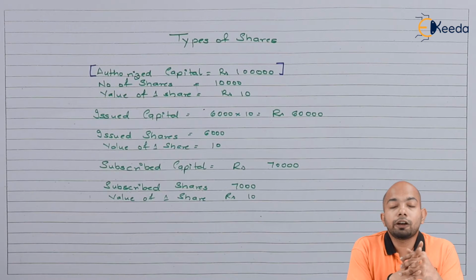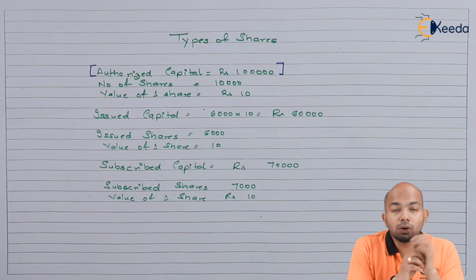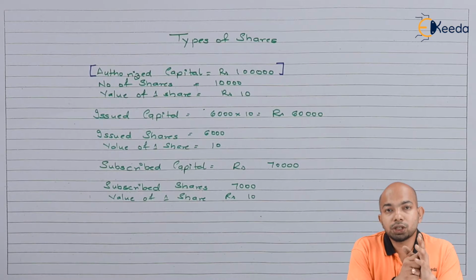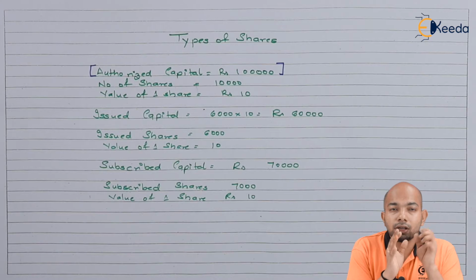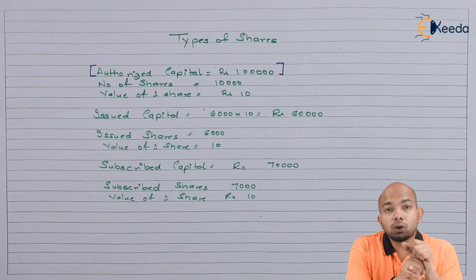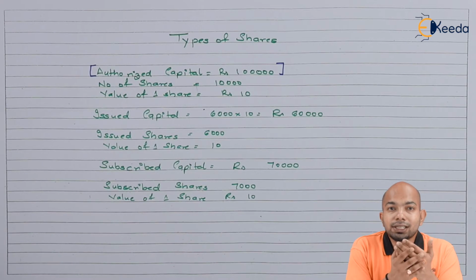Further to this, we have to understand how much is the called up capital. Called up capital is only for 6,000 shares because 1,000 shares were rejected. So only 6,000 shares will be taken into consideration. However, out of those, we have to understand how much we have to receive. So first we'll mention the called up capital.